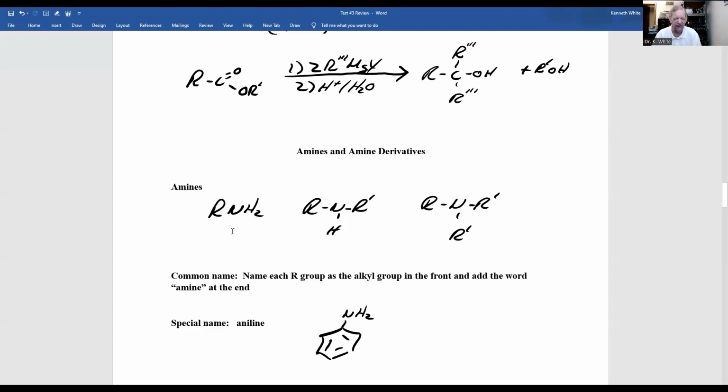All right, what's an amine? Take ammonia, NH3, and replace the hydrogens with R groups. You have a primary amine, secondary, tertiary, which I'll never ask on a test, or the final. Now, I didn't ask you to learn the IUPAC name because everybody uses common names. Name each R group as the alkyl group it is in front, and add the word amine.